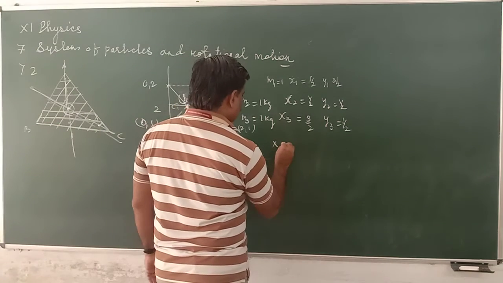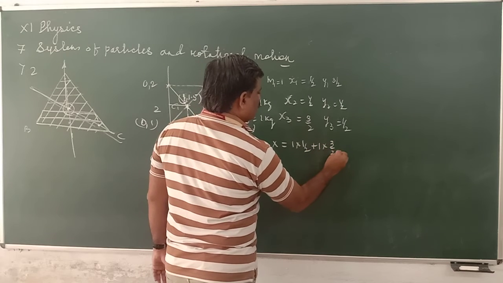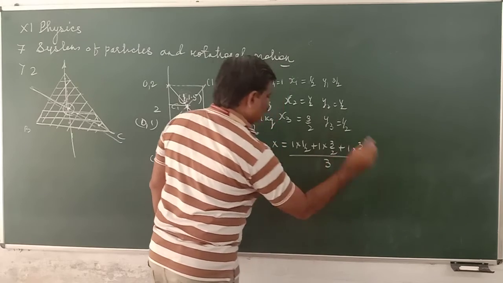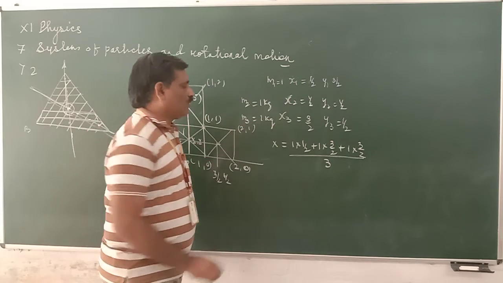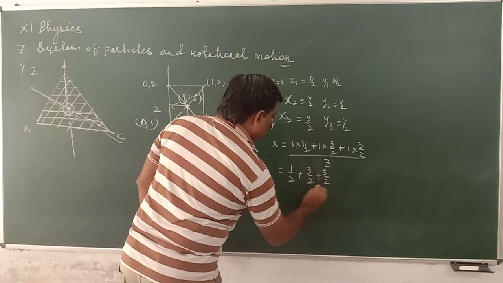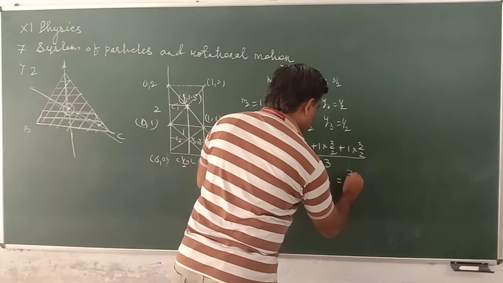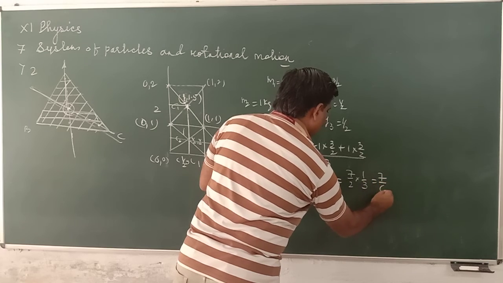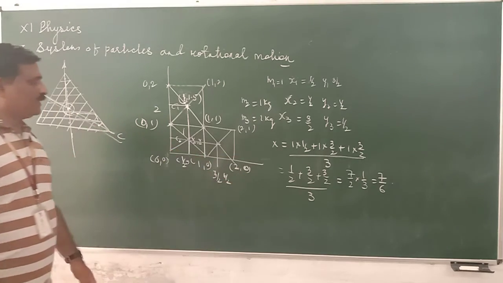Therefore, x is equal to 1 into half plus 1 into 3/2 plus 1 into 3/2, divided by 3. That becomes half plus 3/2 plus 3/2, divided by 3, which is equal to 7/2 into 1/3, which becomes 7/6. So x came as 7/6.